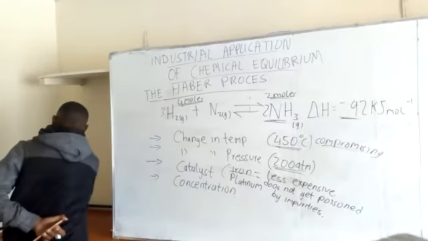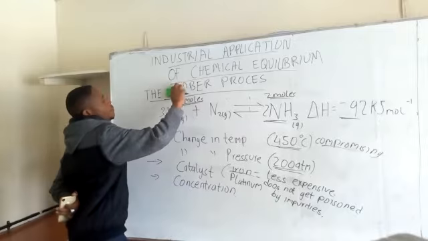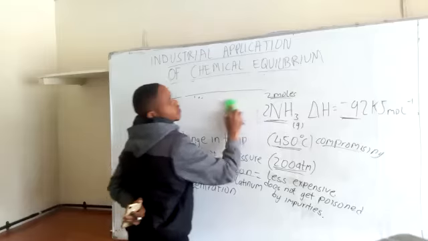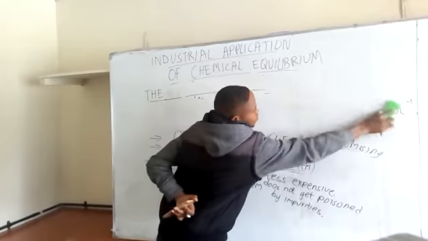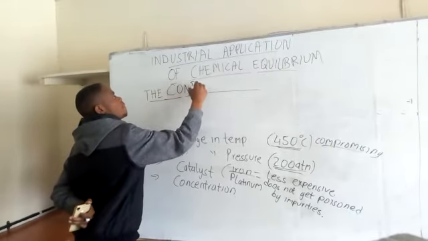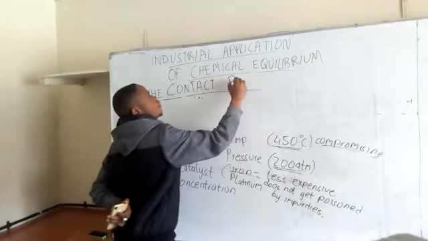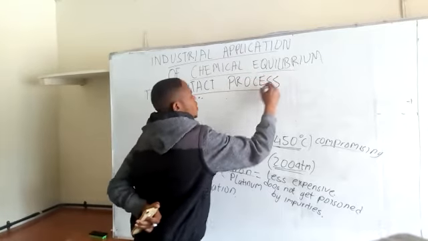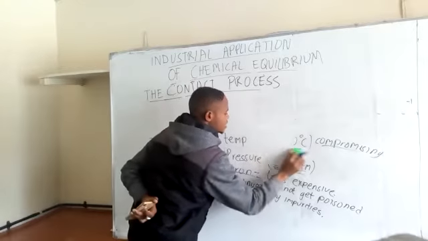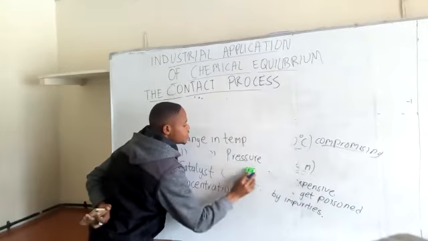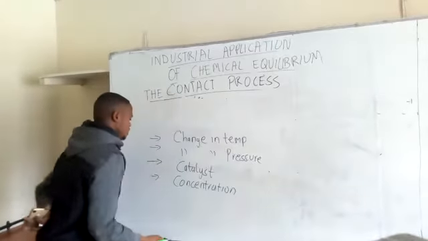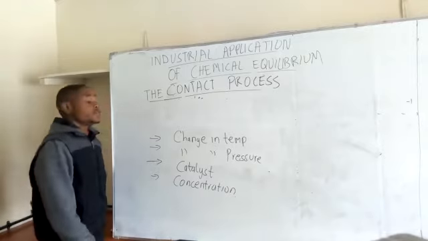So our next process that I want us to consider is the contact process. Under the contact process, we're still going to consider our factors here and see how they apply. The contact process is the production of sulfuric acid.